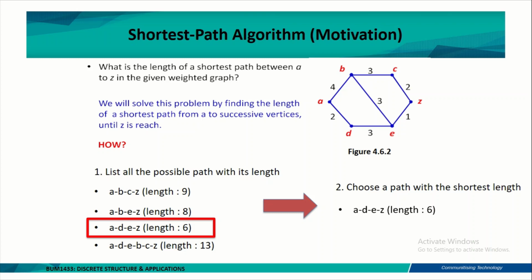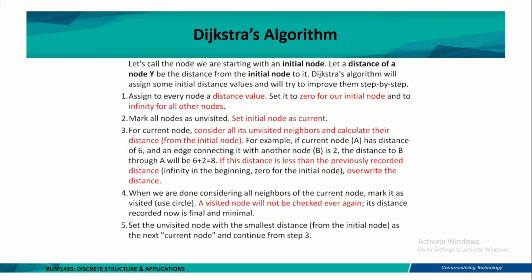So the highlight today is the Dijkstra algorithm. In the Dijkstra algorithm, we call the starting node the initial node, and the distance of a node will be the distance from the initial node to it. The Dijkstra algorithm will assign some initial distance values and will try to improve them step by step. Here are the steps for the Dijkstra algorithm. First, we assign to every node a distance value. We set it to 0 for the initial node and to infinity for all other nodes.